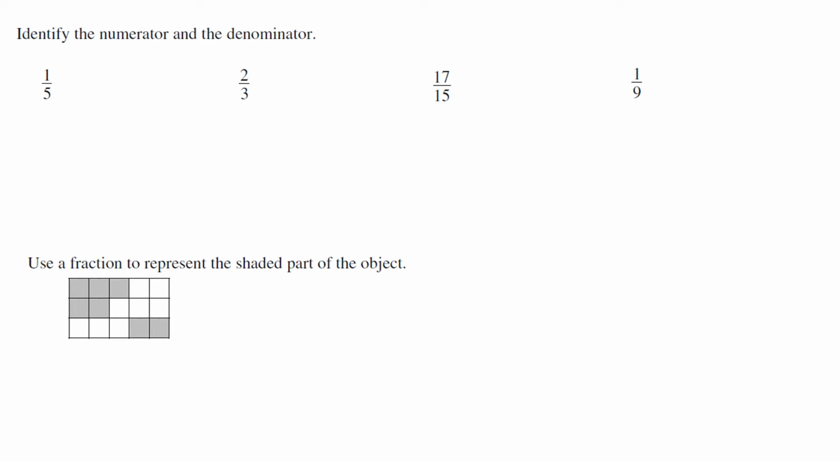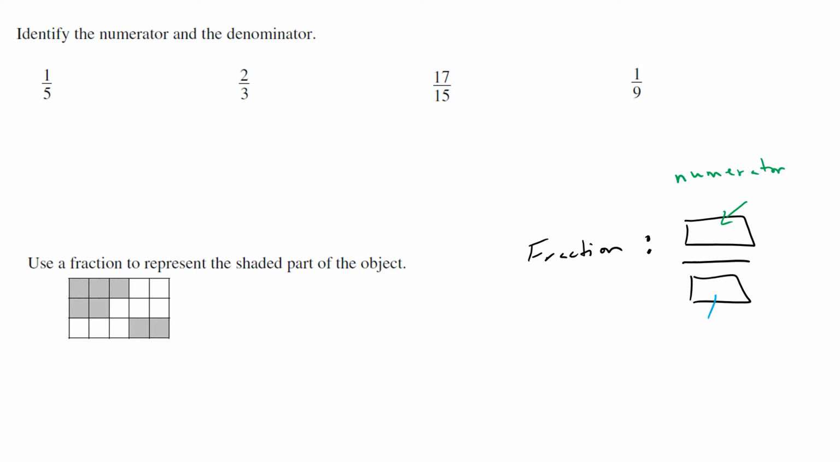All right, identify the numerator and the denominator. So now we're looking at fractions. A fraction in general is going to have two parts. We've got something up top and something on the bottom. That top part is our numerator, and the bottom part is our denominator. So for fractions, the top is the numerator, the bottom is the denominator.